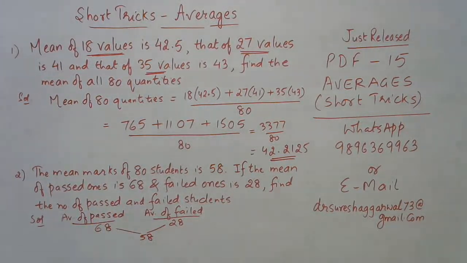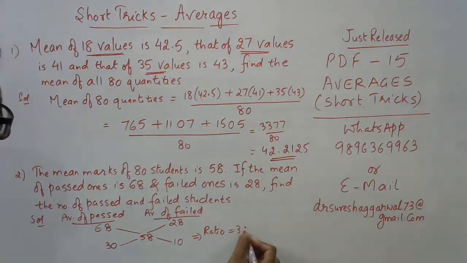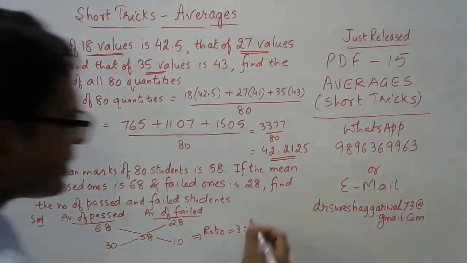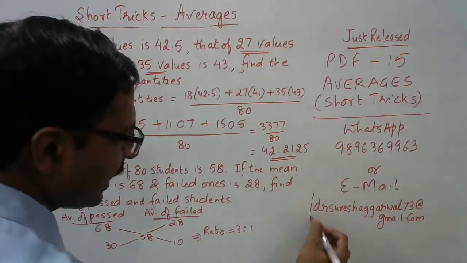So how do you do the alligation method? You have to write like this. So 68 minus 58 is 10. And 58 minus 28 is 30. So you can see passed 30, failed 10. That means the ratio is 30:10, that is 3:1. Now, once you are aware of the ratio, then finding the number of passed candidates and the failed candidates is just a formality.